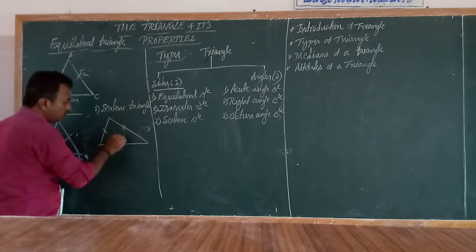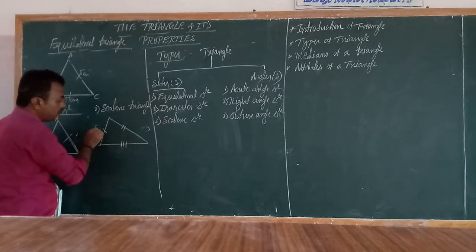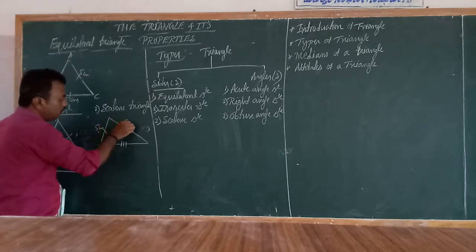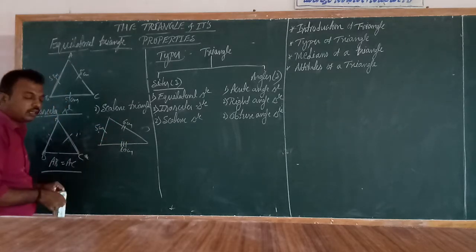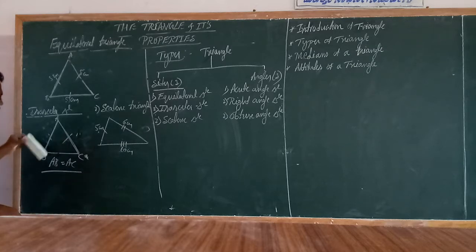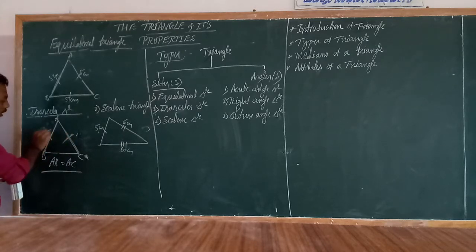Okay, this and this one and this one. All sides are unequal. For example, this one is 5 cm, this is 6 cm, this is 10 cm. Okay, so this is the isosceles triangle. But in an isosceles triangle, two sides are equal. For example, AB is equal to 5 cm, then AC is equal to 5 cm.